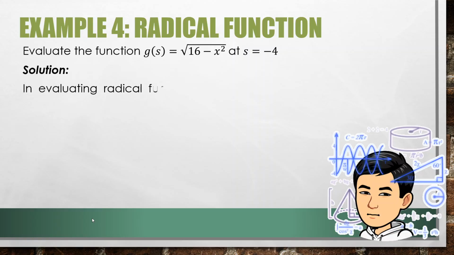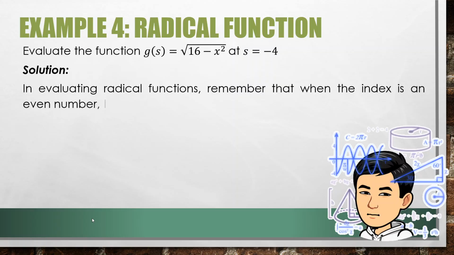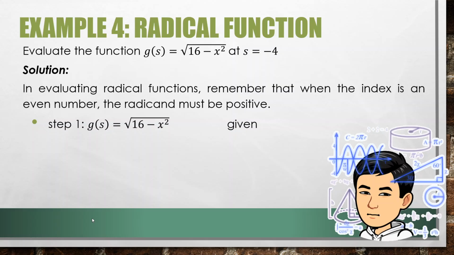Okay, in evaluating radical function, remember that when the index is an even number, the radical must be positive. So, solve natin. So, first step is ilagay lang natin yung ating given. We have g of s is equals to square root of 16 minus s squared. So, step 2, i-input na natin yung ating value ng ating independent variable. So, that is s is equals to negative 4. So, lahat lang ng s, substitute natin sa negative 4.